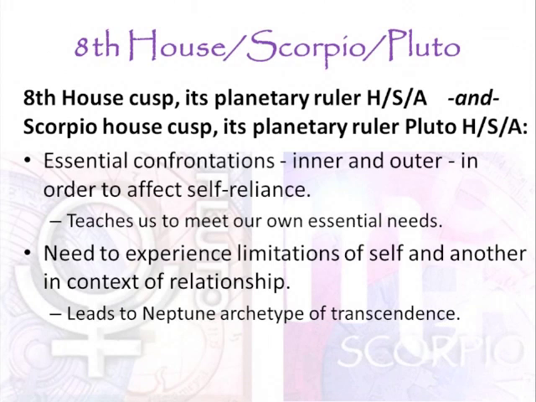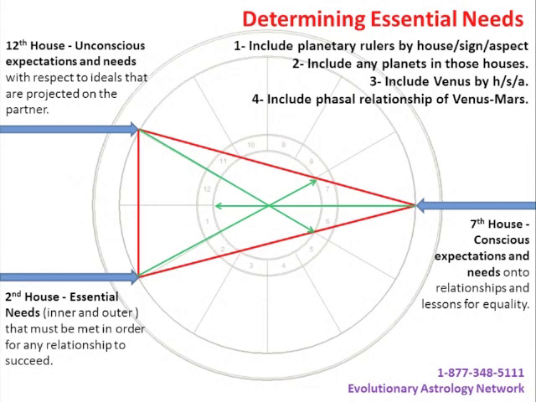And so, before I move on, I want to go back here for a moment, looking at this and asking, does anybody have any questions to anything that I've said up to this point? You all understanding this archetype of essential needs via the second house, the inner side of Venus?